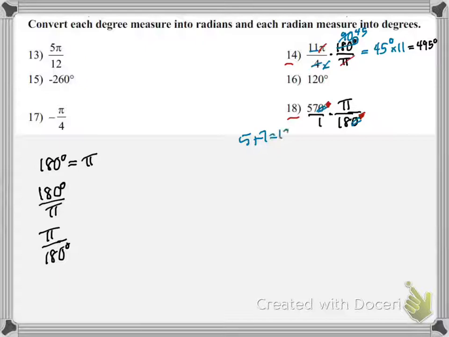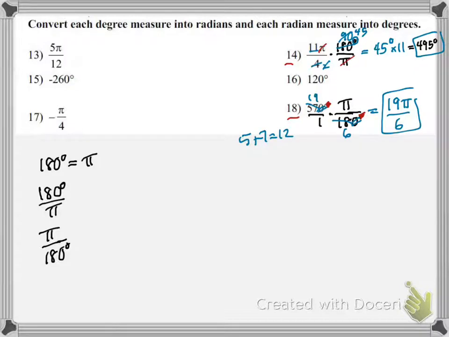5 plus 7 is 12. 3 goes into that, so 3 goes into both of those. 3 goes into here 6 times. 3 goes into here 19 times. So we end up with 19 times pi is 19 pi over 1 times 6 is 6.